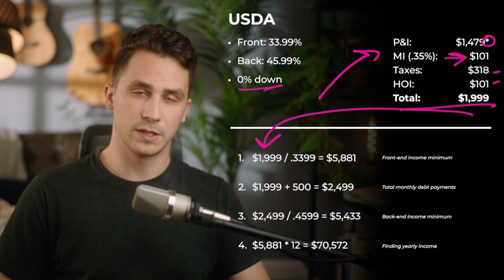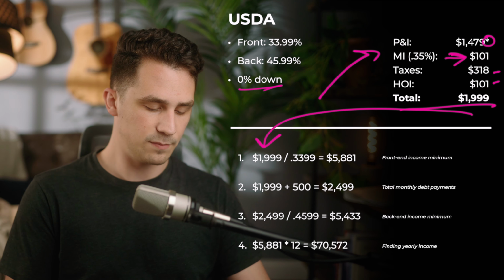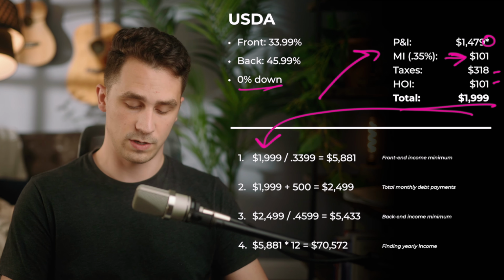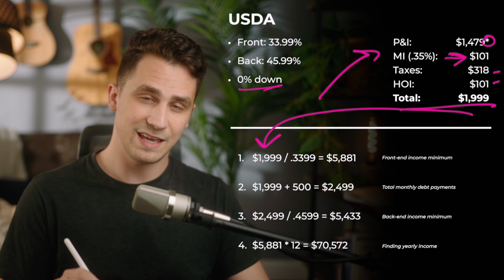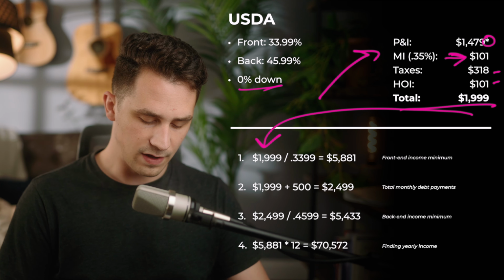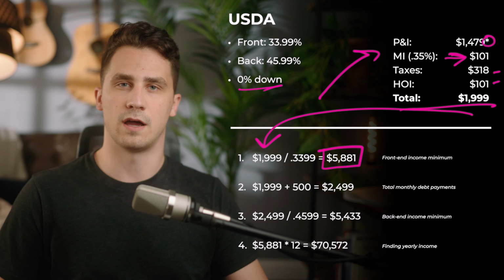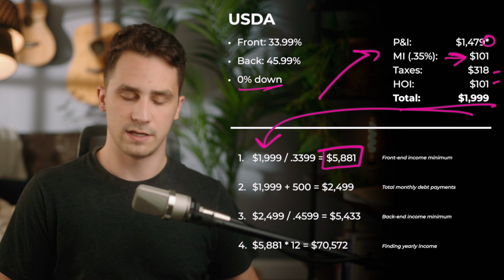So let's figure out the front end ratio first. We'll bring this monthly payment figure over here and divide it by the front end ratio, 0.3399. And that gives us a front end income minimum of $5,881. All right, we're going to come back to that later.